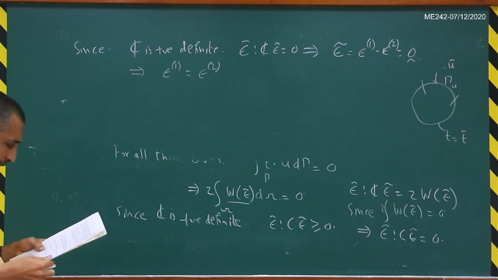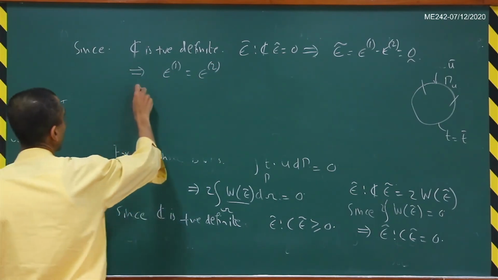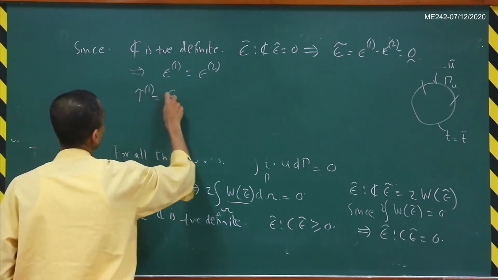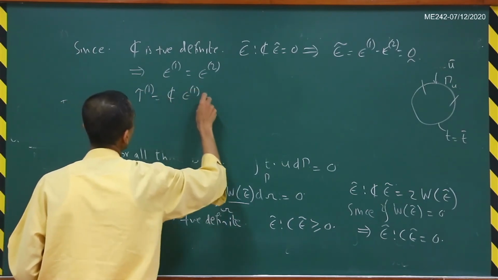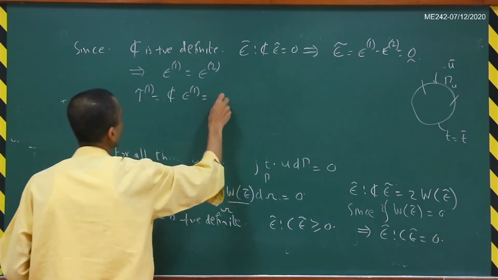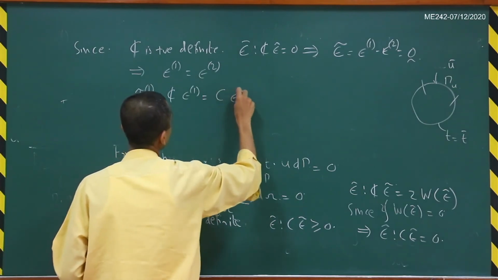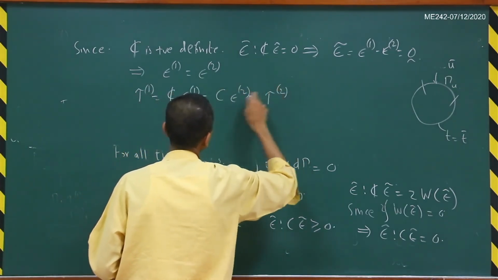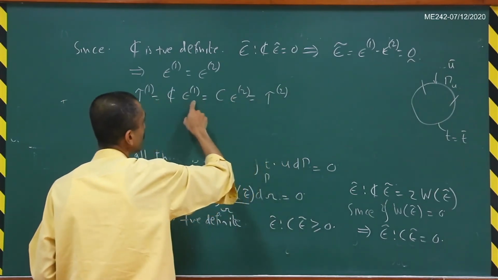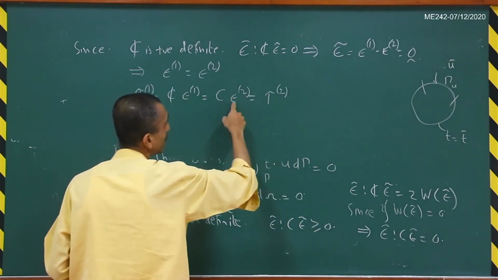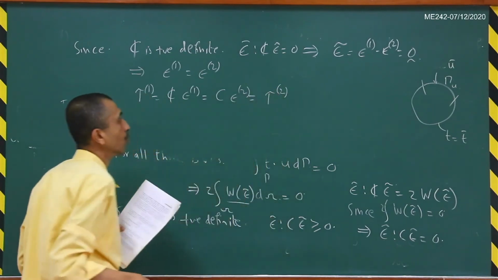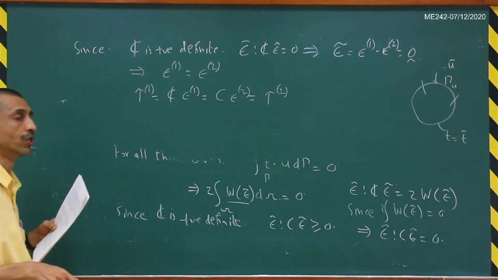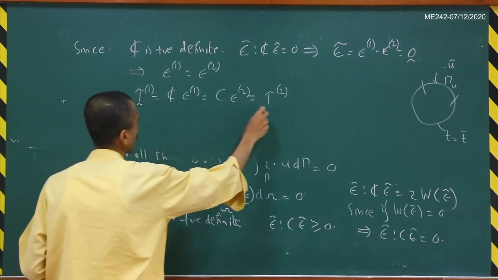Then similarly, we have that tau 1, which is equal to C times epsilon 1, is equal to C times epsilon 2, which is equal to tau 2, because epsilon 1 and epsilon 2 are the same, so you have equality here, and then C times epsilon 2 is tau 2. So basically now we have shown that the stress is also unique, correct?